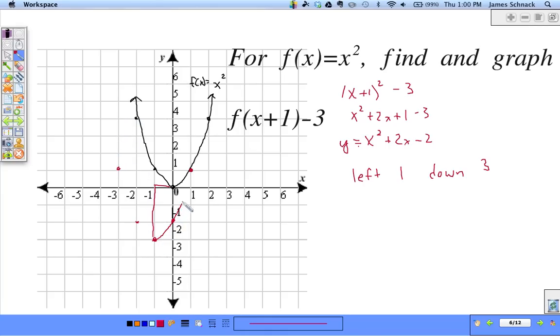Here is the new graph, and it should look the same shape as the original one. Translations preserve the shape of the graph. All they do is slide them on the coordinate plane.